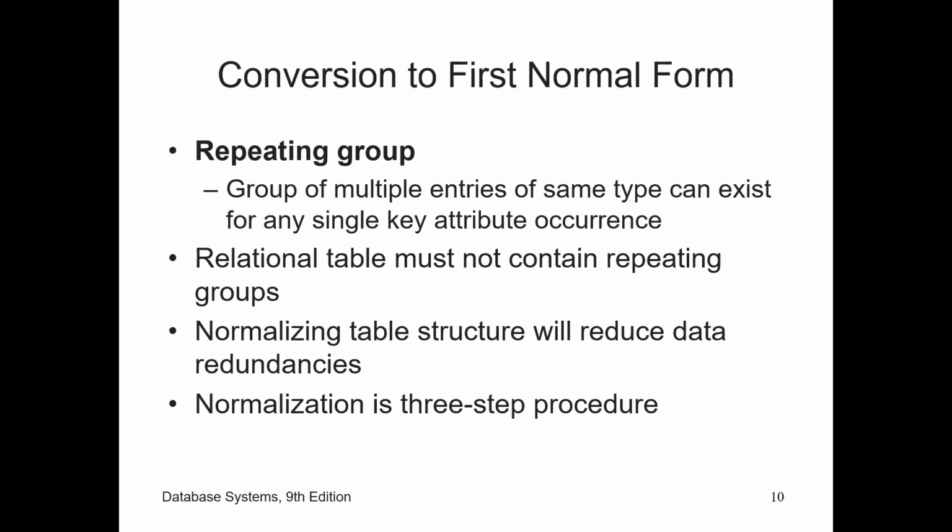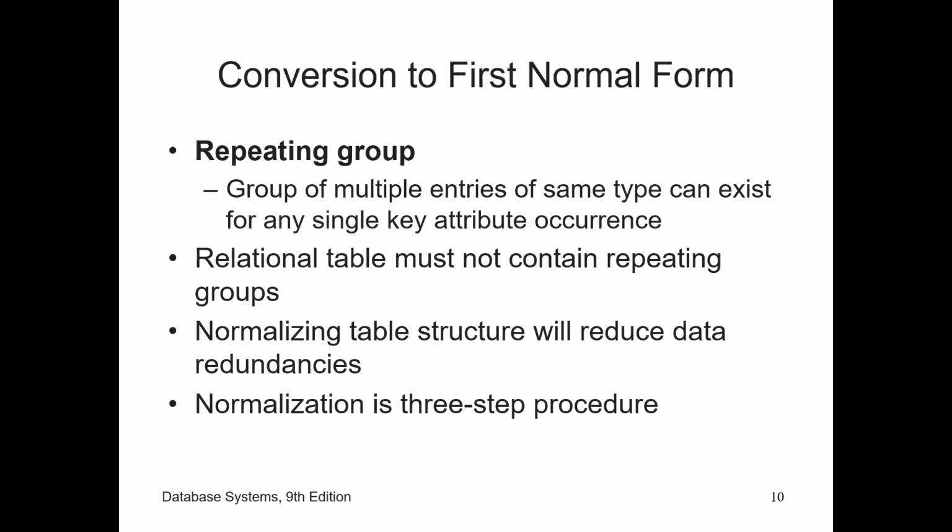Normalizing the table structure will reduce the data redundancies. If repeating groups do exist, they must be eliminated by making sure that each row defines a single entity. In addition, dependencies must be identified to diagnose the normal form. Identification of the normal form will let you know where you are in the normalization process.